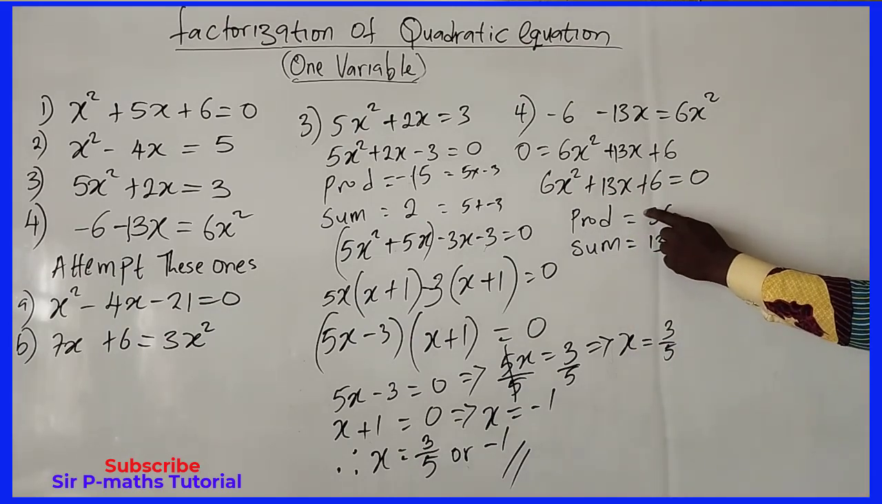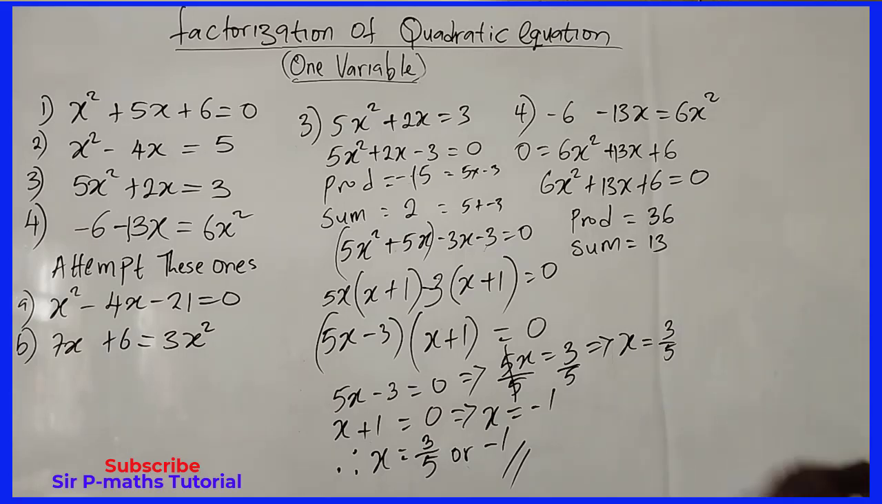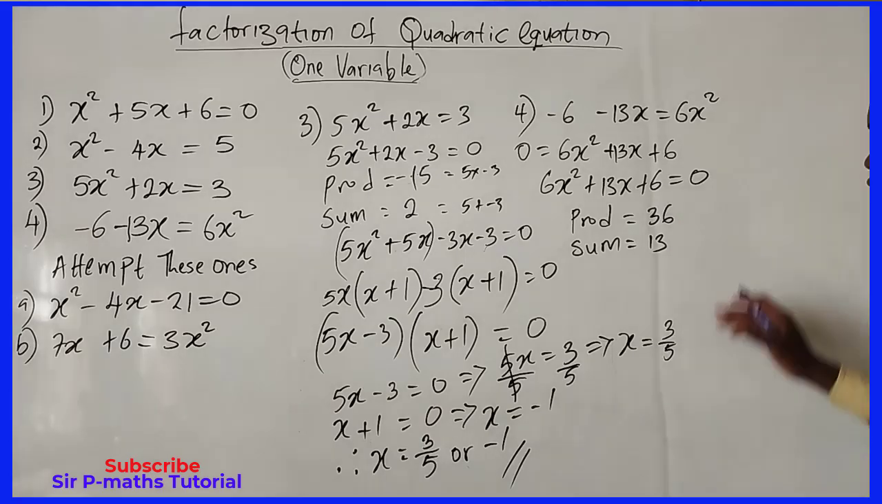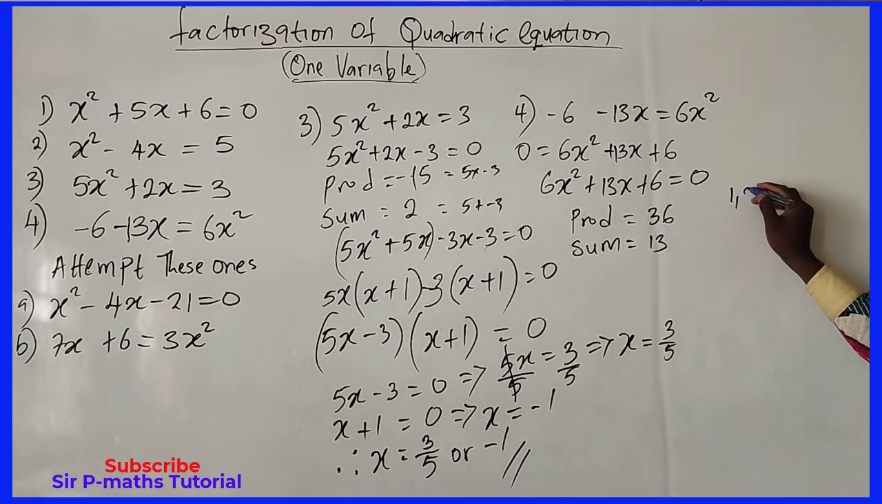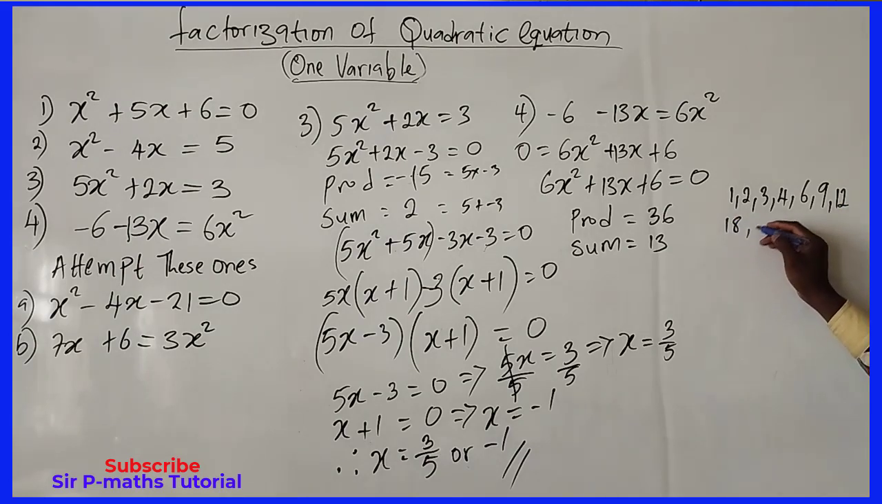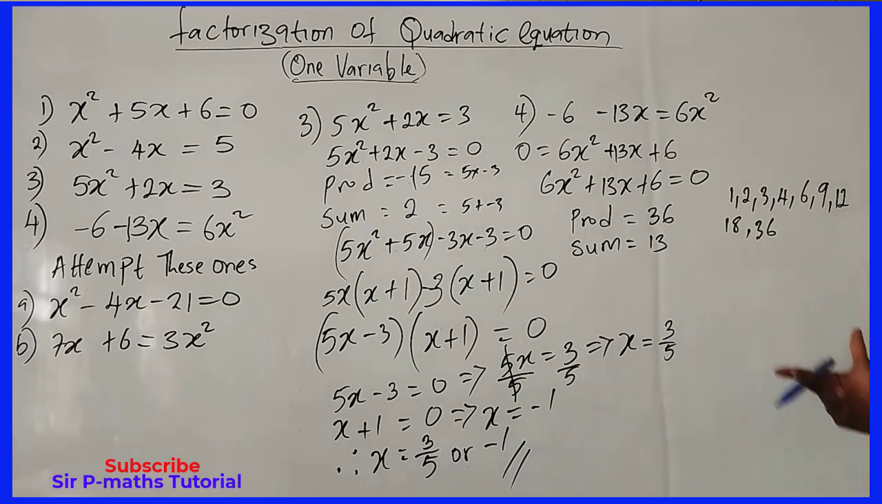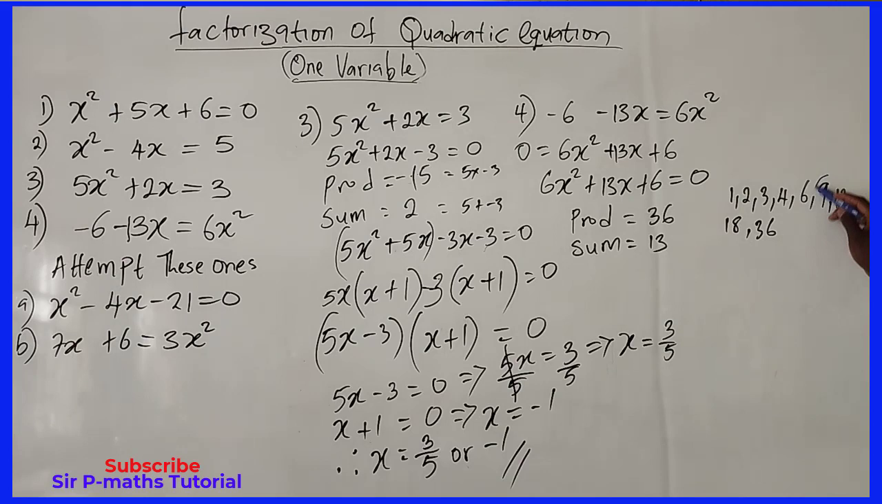What two factors of 36 will I multiply together to have 36? If I add, I will have 13. To make it easier for you to discover, list the factors of 36. 1, 2, 3, 4, 6, 9, 12, 18, and 36. These are all the factors of 36. Now, which of them can I combine to have 13 if I add? Of course, 9 and 4 will give me that.